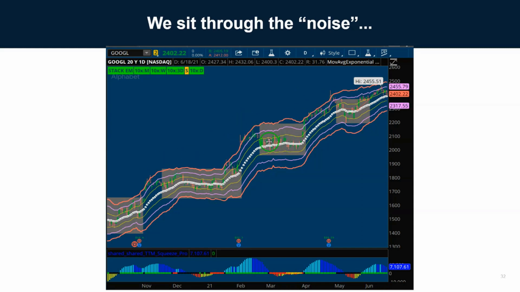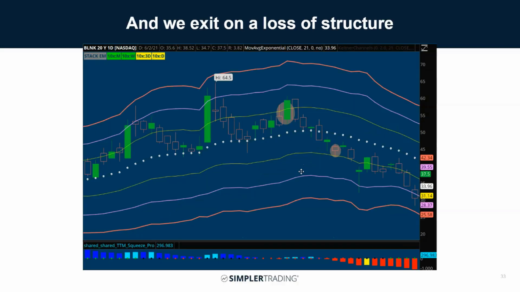You didn't get closes under -1 ATR. That's a hold of structure. That is what the daily squeeze is designed to find. We find that moment in time, we plant our position, and we hold on until one of two things happens. Either the squeeze fires in our favor and we get to take profits at the extension, or we get a close under -1. That's a loss of structure.